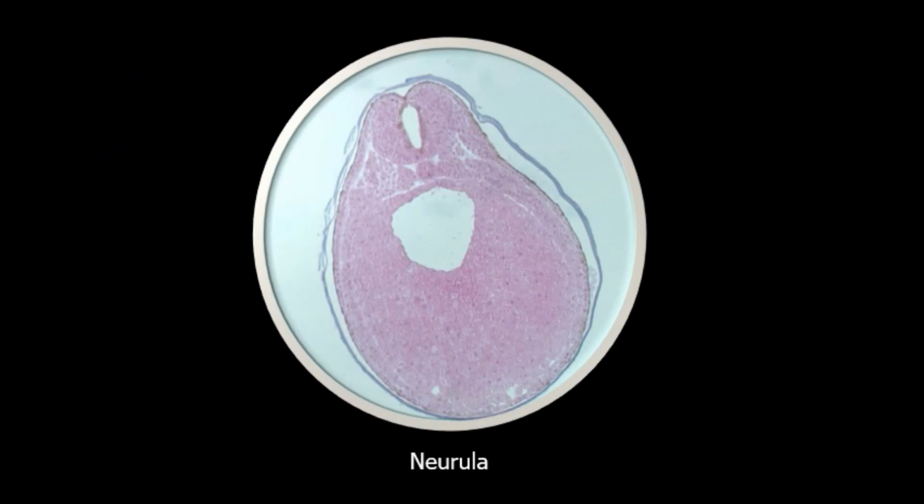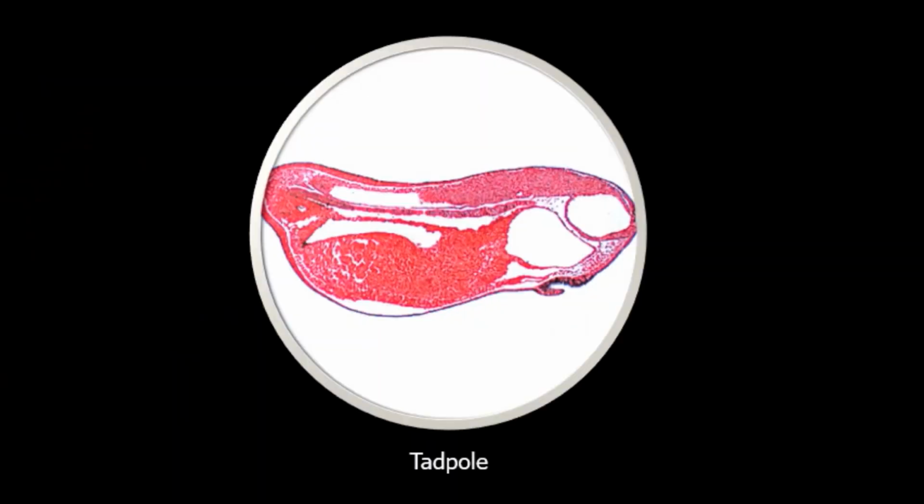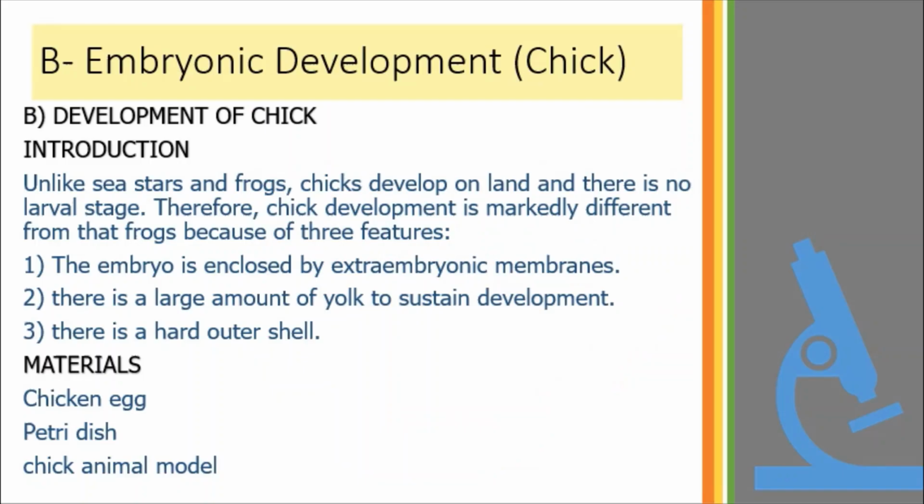Next is neurula. The embryo increases in length. At the dorsal side, there is a neural plate. The head and the body can be differentiated. And the last one is the tadpole. The brain cavity is formed, and look at the pharynx, notochord, liver, and also yolk. They have external and internal gills.